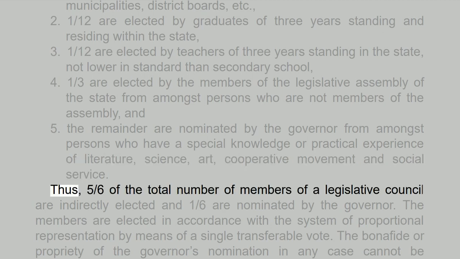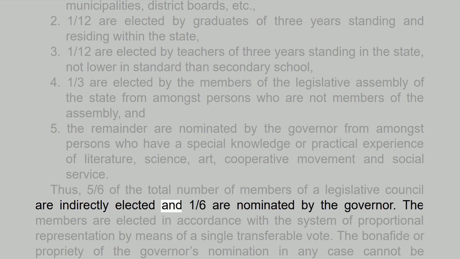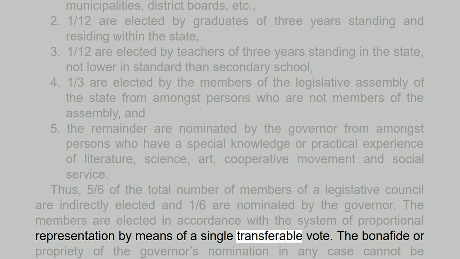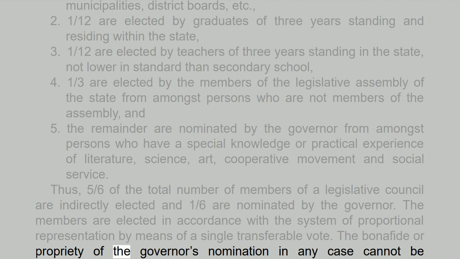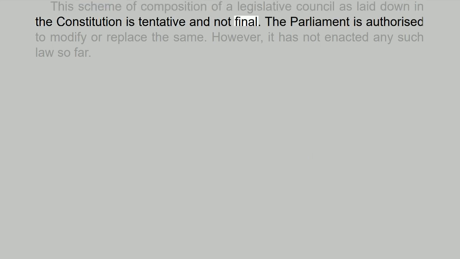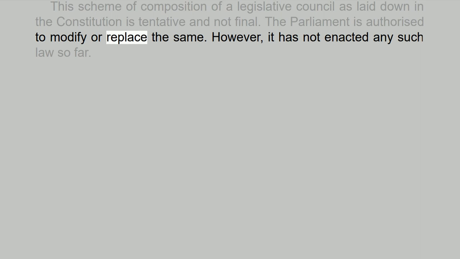Thus, 5/6 of the total number of members of a legislative council are indirectly elected and 1/6 are nominated by the governor. The members are elected in accordance with the system of proportional representation by means of a single transferable vote. The bona fide or propriety of the governor's nomination in any case cannot be challenged in the courts. This scheme of composition of a legislative council as laid down in the Constitution is tentative and not final. The Parliament is authorized to modify or replace the same. However, it has not enacted any such law so far.